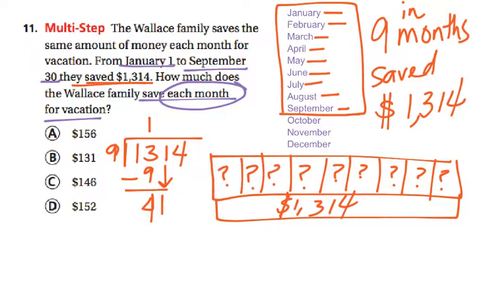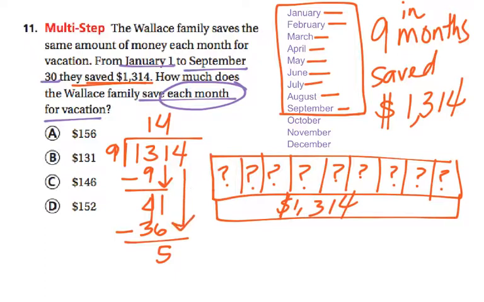Next step is bring down my 1. Now I ask myself, how many times does 9 go into 41? Well, it goes in 4 times because 9 times 4 is 36. Now I'm going to subtract. 41 minus 36 would be 5.